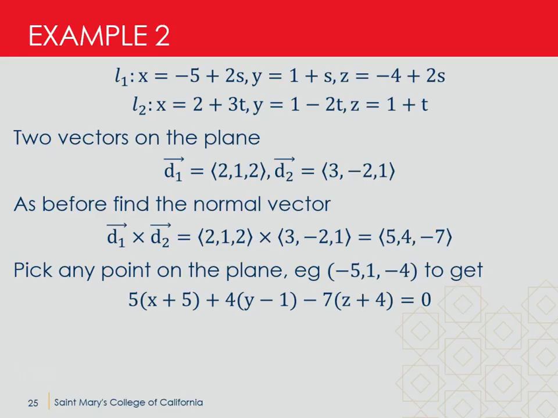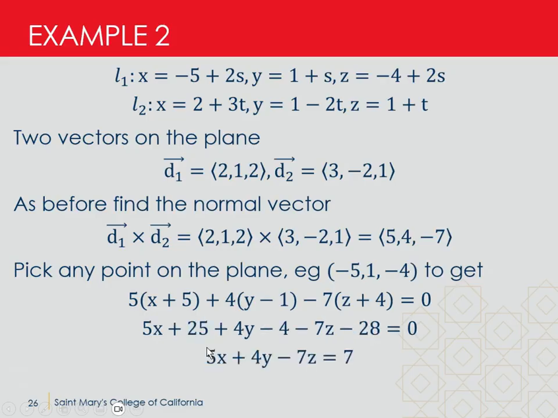plug it into our equation, right? So we have the 5, 4, negative 7 as the coefficients. Then we have x minus minus 5, y minus 1, and z minus minus 4. And so we plug it all in, and then we just solve it to get the general form. So distribute the 5, distribute the 4, distribute the negative 7, and we get the 25, negative 4, negative 28, and take that over to the other side. So the equation of our plane is 5x plus 4y minus 7z equals 7.